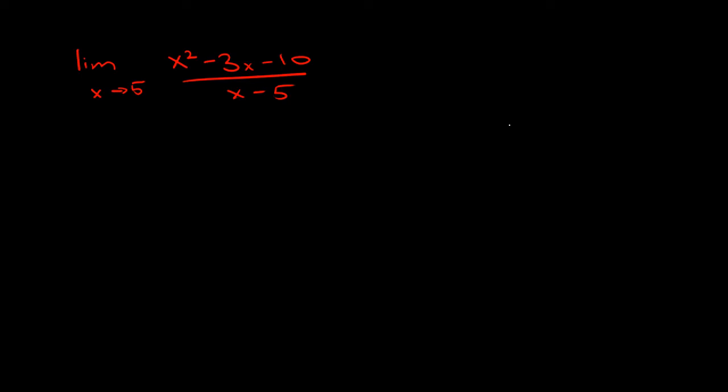So here's our limit. Lim x approaches 5, x squared minus 3x minus 10 over x minus 5. Let's just use direct substitution. 5 squared minus 3 times 5 minus 10 over 5 minus 5. Oh wait, we can't do that because the denominator just cancels out to 0. Now what do we do? We can't use direct substitution. Well, not yet. Let's rewrite our limit, but we're going to factor the numerator this time.